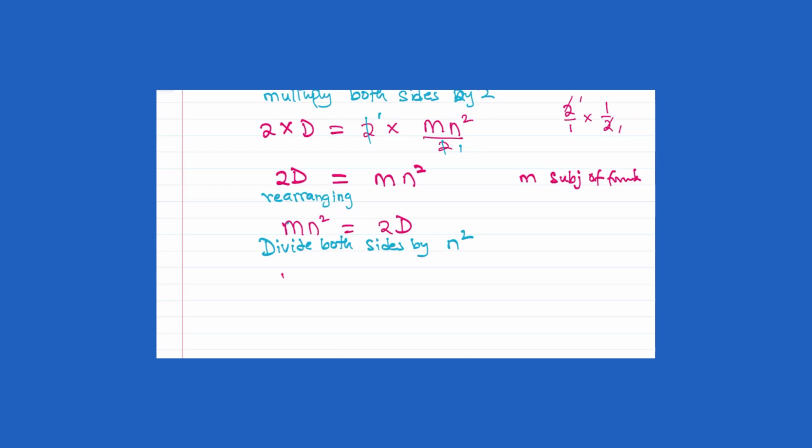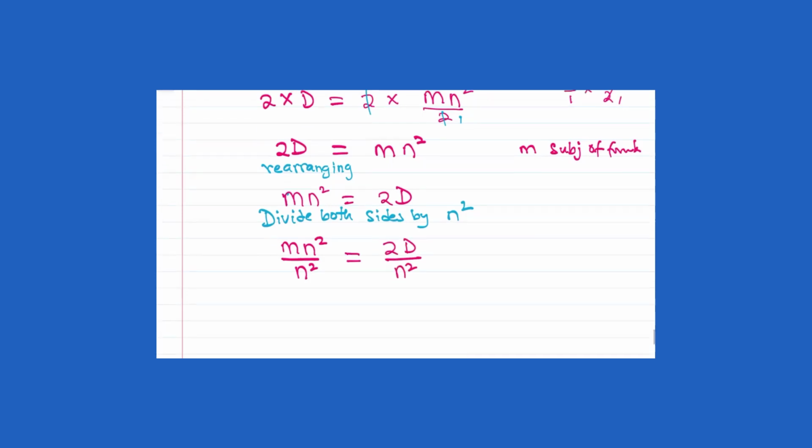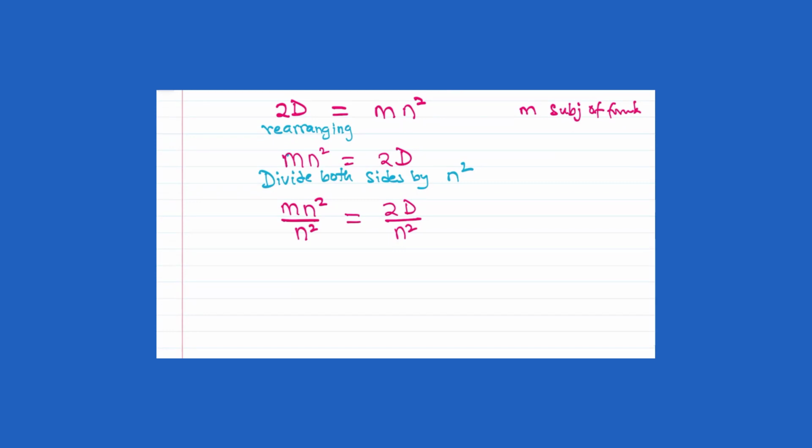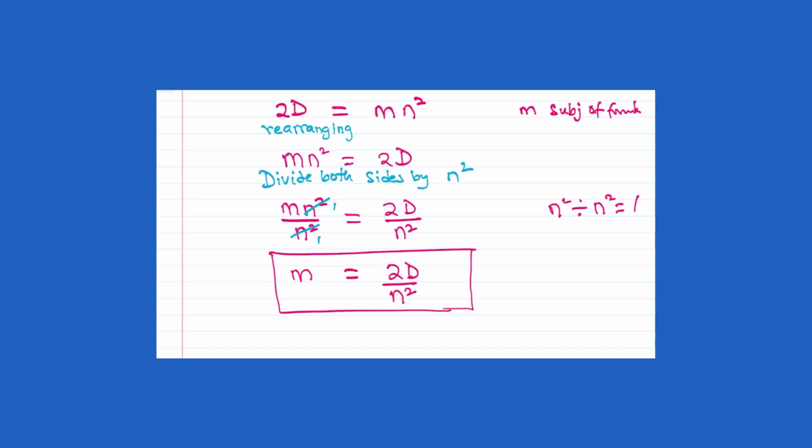So in that case, we have m n squared over n squared and 2d over n squared. And with this, n squared divided by n squared is equal to 1. So this cancels out, 1, 1, and we are left with m. So m is equal to 2d over n squared. So this is the new formula for this equation.